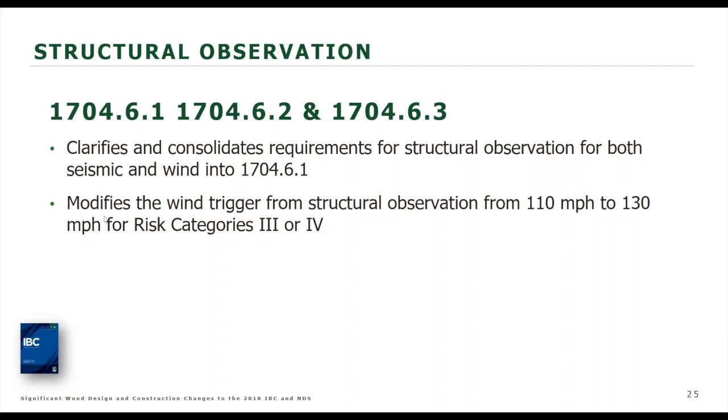Now, there's also triggers that were occurring in the wind section, 6.2, that trigger whether or not structural observation is required. And so the wind has been updated from 110 miles per hour to 130. That's just the change that we saw in the last code, where we went from an ASD design to an LRFD or strength design, and to be in line with that, it's now been updated to 130.